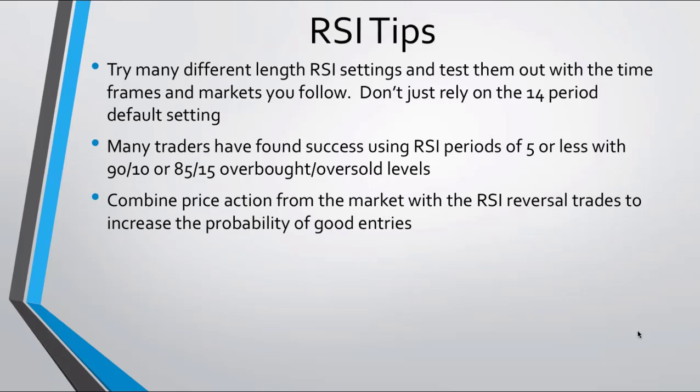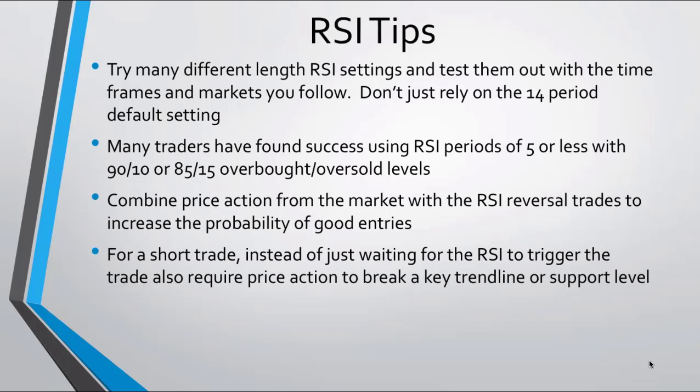Combine price action from the markets with the RSI reversal trades to increase the probability of good entries. As I mentioned and as Mike mentioned, you don't just want to rely on the simple RSI, overbought, oversold, or even divergences. At least divergences, you're including price action in it. That's a better way to trade it.